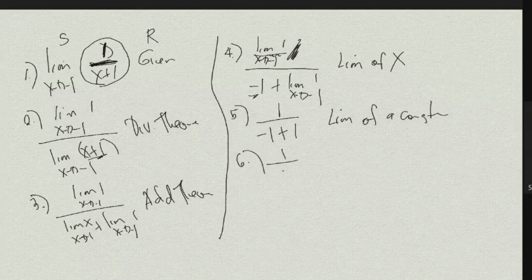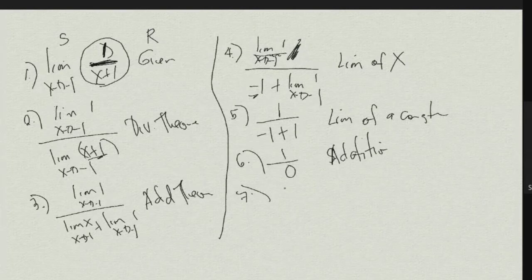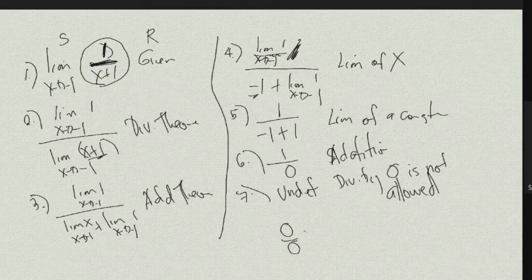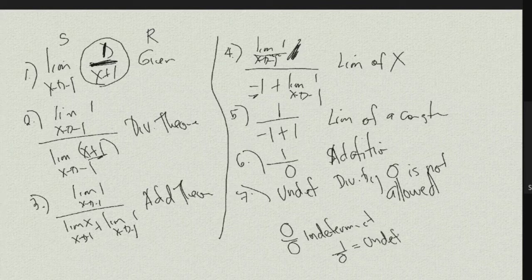1 over negative 1 plus 1 is 0. 1 divided by 0? Undefined. Okay, so division by 0 is not allowed. Yun yung reason dyan, kaya siya undefined. Pinagkaiba na pag 0 divided by 0, still division by 0 is not allowed, pero ang sagot dito is indeterminate. Pag 1 divided by 0, yan yung undefined. Kapag 0 divided by 1, yan yung 0.